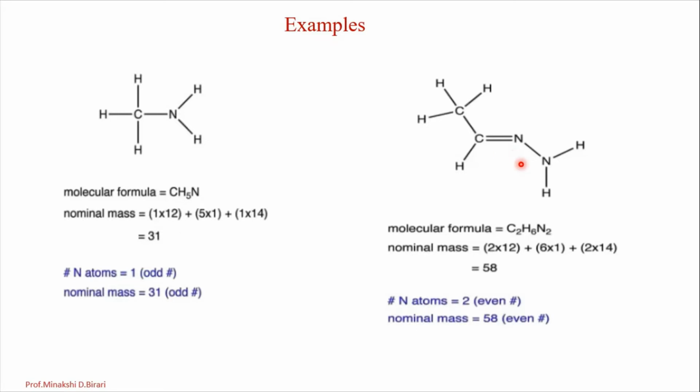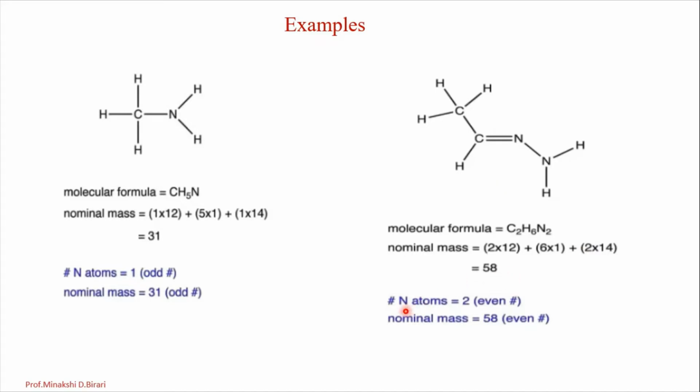In the second example, the molecular formula is C2H6N2. If we calculate the nominal mass, the number of carbon atoms is 2, so 2 into 12, 6 hydrogens into 1, plus the number of nitrogens 2, 2 into 14. So if we consider the calculation, we get 58. The nominal mass for the second example is 58.